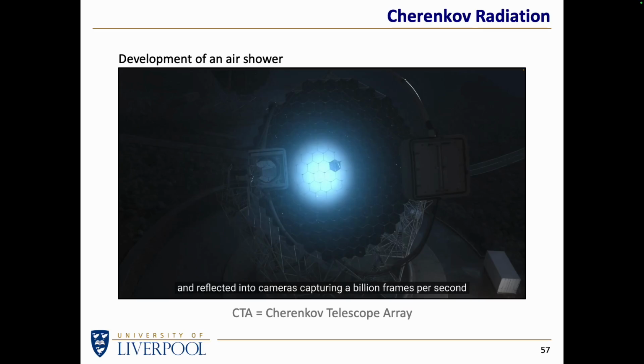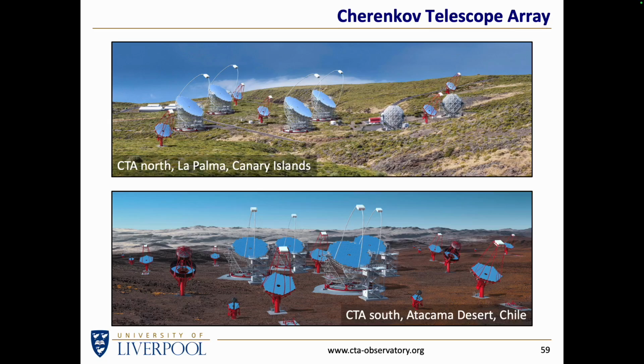So in the case of the Cherenkov Telescope Array, there's loads of telescopes being built looking at the sky. Hopefully the sky is nice and dark and you can pick up this blue flash, and that tells you that a very energetic particle has passed through the Earth's atmosphere. A whole load in the northern hemisphere on the Canary Islands, a whole load in the southern hemisphere in the Atacama Desert.